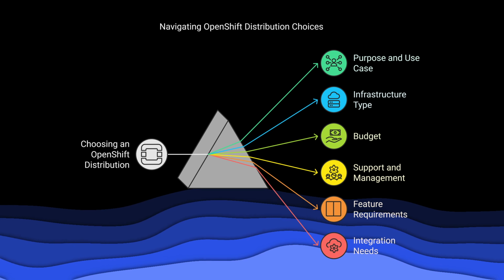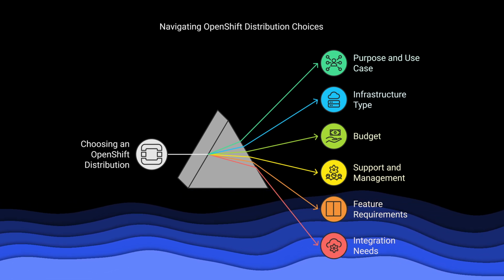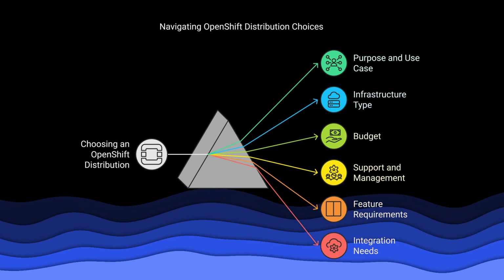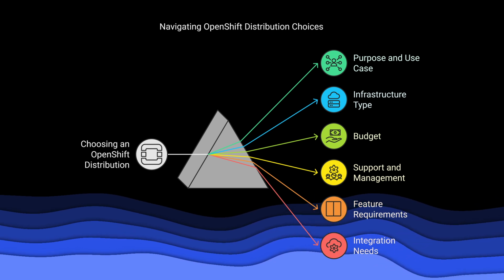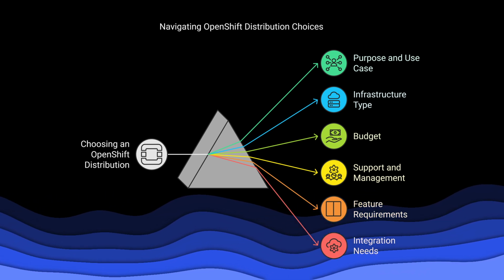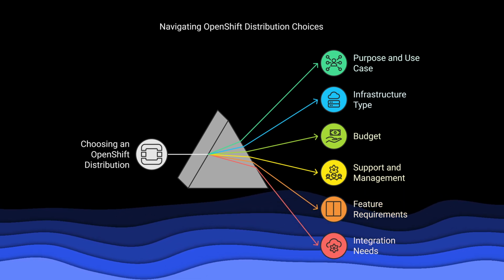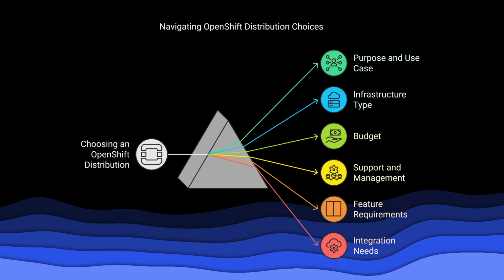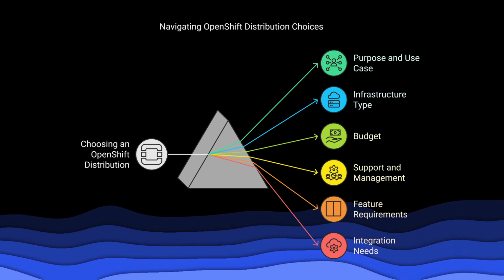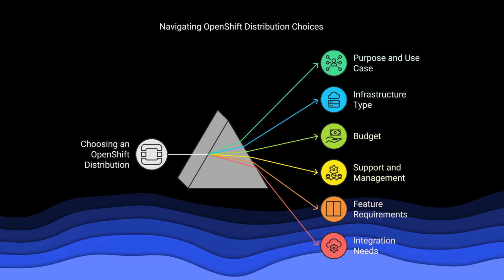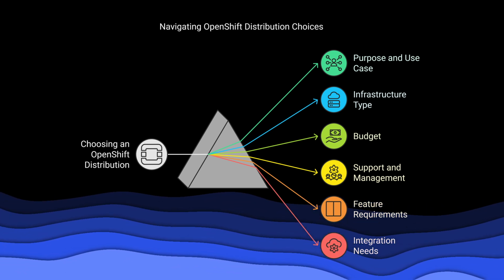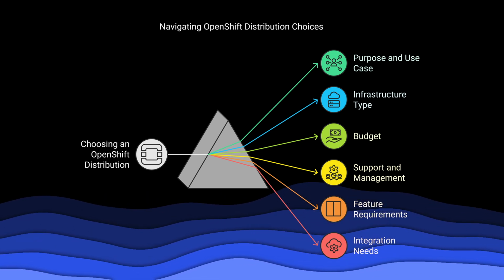Okay, and then finally, we can't forget about integration. If you're already deeply rooted in a particular cloud ecosystem, like let's say you're all in on AWS or Azure, that's probably going to influence your OpenShift choice. Absolutely, because they have those managed OpenShift offerings that are specifically designed for those cloud platforms. So you get really seamless integration with all those other cloud services that you might be using.